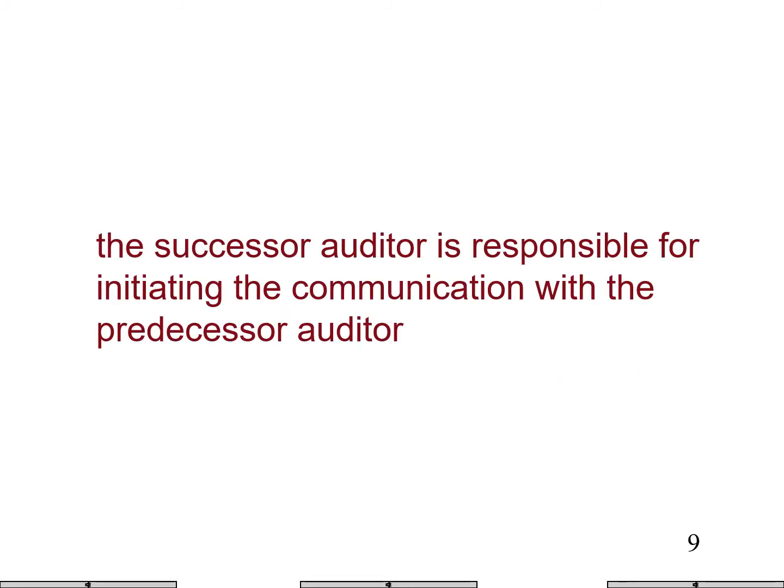The successor auditor is responsible for initiating the communication with the predecessor auditor. The communication has to start with the successor. The predecessor is probably not happy. In most cases, they didn't want to lose a client. So the successor auditor is responsible for the communication, and also the successor auditor is now responsible for performing an audit that conforms to generally accepted auditing standards, and one of those standards says communicate with the predecessor auditor.